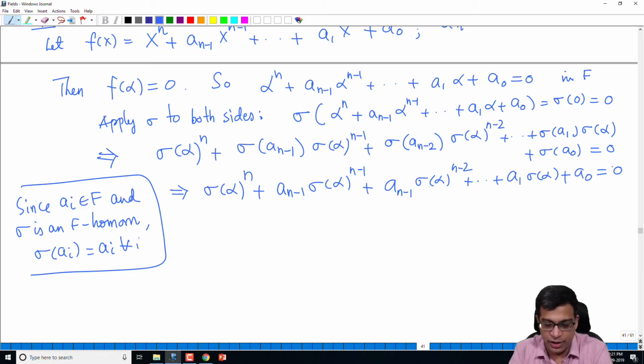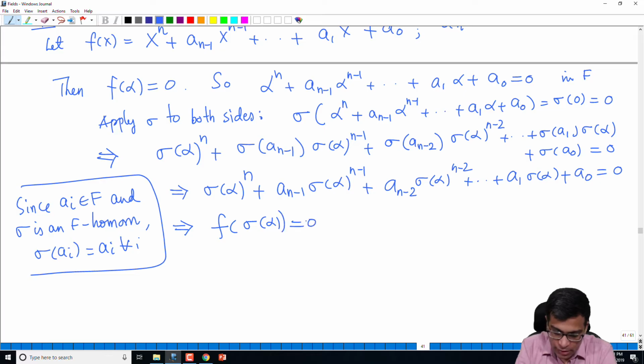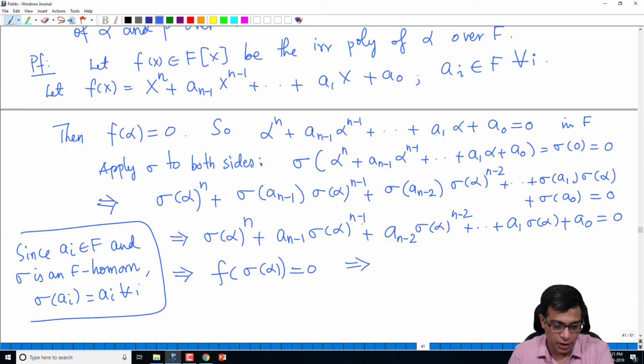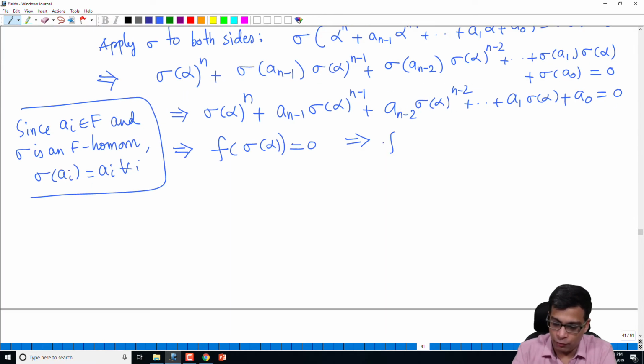So I have just written sigma(a_{n-1}) as a_{n-1}, sigma(a_{n-2}) as a_{n-2}, sigma(a_1) as a_1, sigma(a_0) as a_0. This is a very simple proof, but it's an extremely important proposition. This means f of sigma(alpha) is 0. But what is sigma(alpha)? I have called it beta. So f of beta is 0. So immediately we see that beta is algebraic over F.